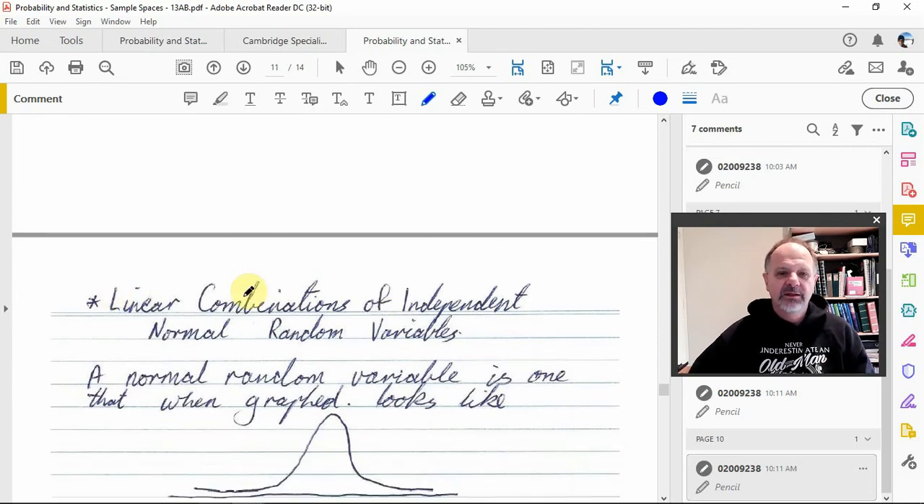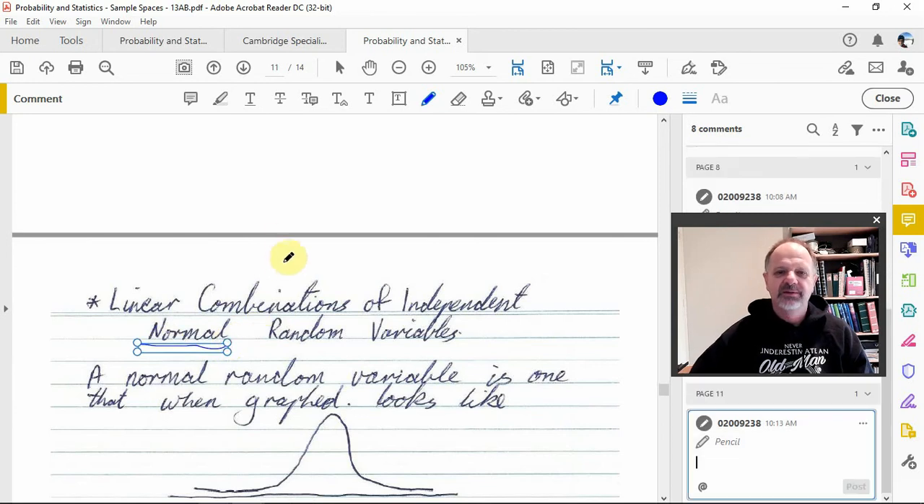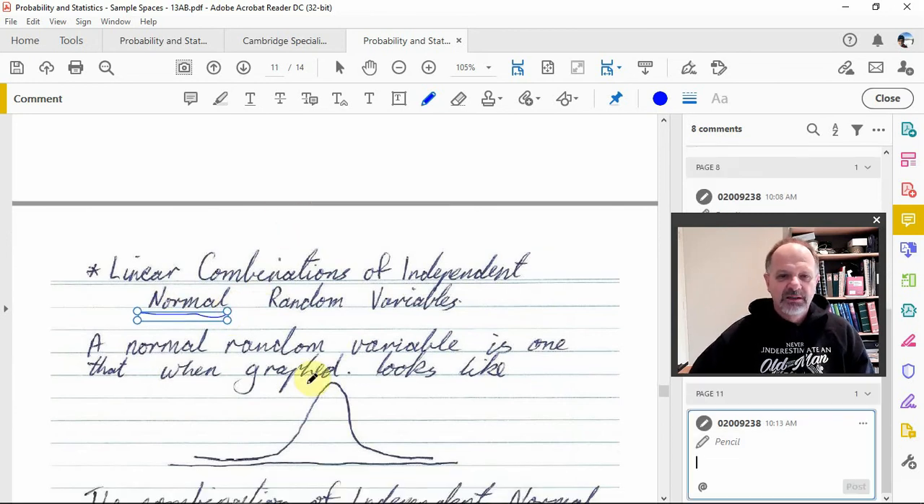All right, the next one, a linear combination of independent normal random variables. So now we're looking at this normal. A normal random variable is one, when you graph it, you get this bell-shaped curve. And that's used for all sorts of stuff.